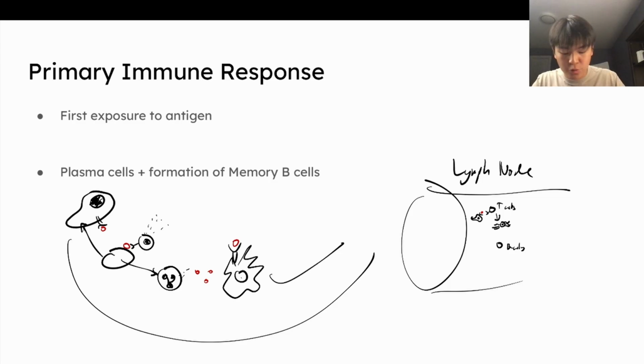And this T helper cell, which knows what antigen this was, will go and find the corresponding naive B cell. And remember, the B cells have the B cell receptors. When it finds the right one, their receptors are going to match. It's like, oh my god, we're soulmates! Let's go. He's going to cause it to clonally expand, and it will produce two types of B cells. We have plasma cells, and we have memory cells.